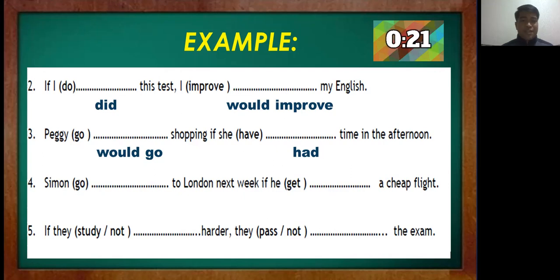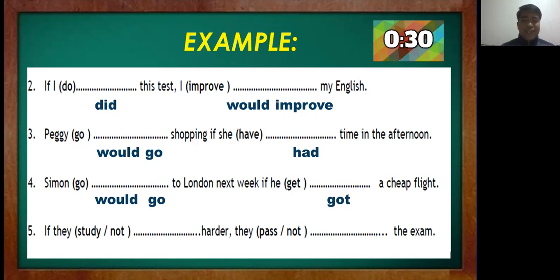And if you notice the structure of the sentence, it's perfectly similar to sentence number three, wherein our condition clause is found in the second part of the sentence. Okay? So think about the answer here. Five, four, three, two, one. Good luck. I'm gonna reveal the answer. Okay, so the answer here is Simon would go to London next week if he got a cheap flight.